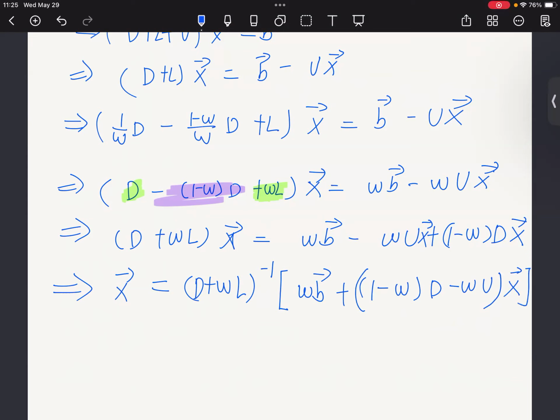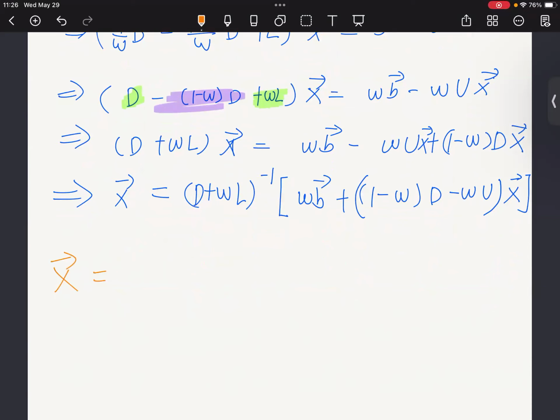And this is just some game playing around the expressions we have here. Split the A into the D plus L plus U, and then now we again split the D into two parts with the weight. And then we move the things around for the X, and then we got this expression here. And now we let the left-hand side be the K iteration result, and the right-hand side X be the K minus 1 result. And we got to the relaxation method.